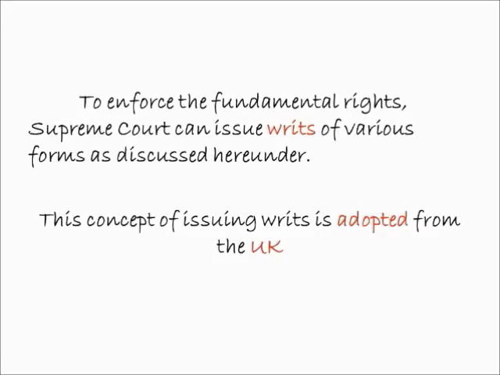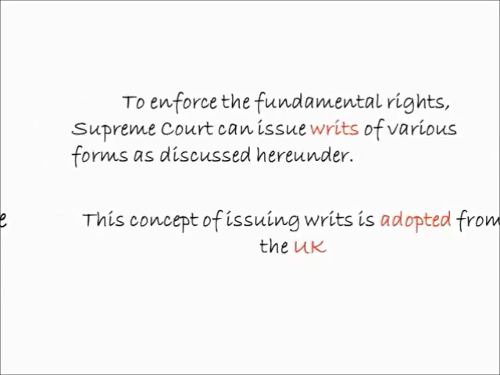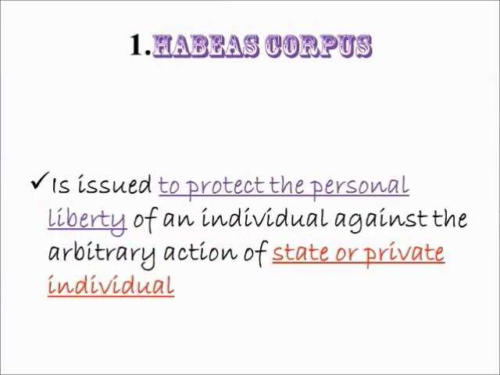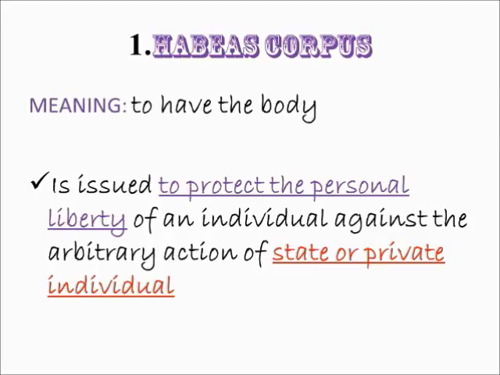Coming to the first writ, the first writ is Habeas Corpus, and this is issued to protect the personal liberty of an individual against the arbitrary action of a state or a private individual. And the meaning of habeas corpus is to have the body, that is, to be produced before the court.